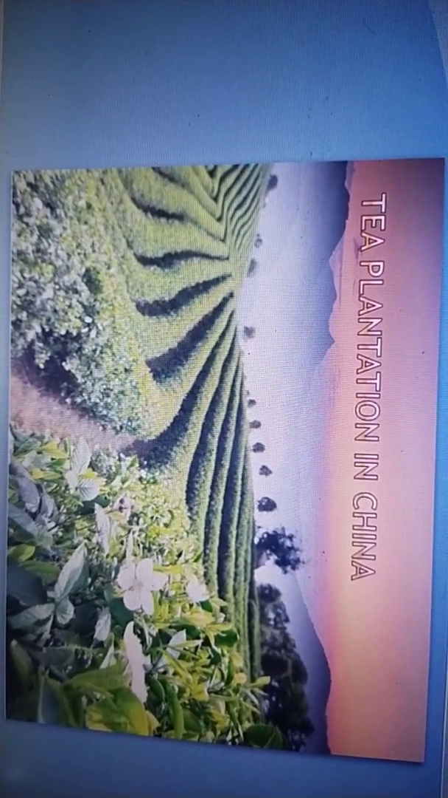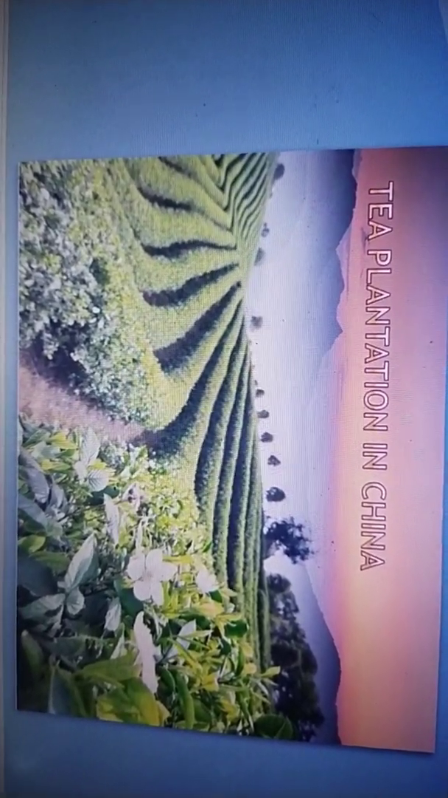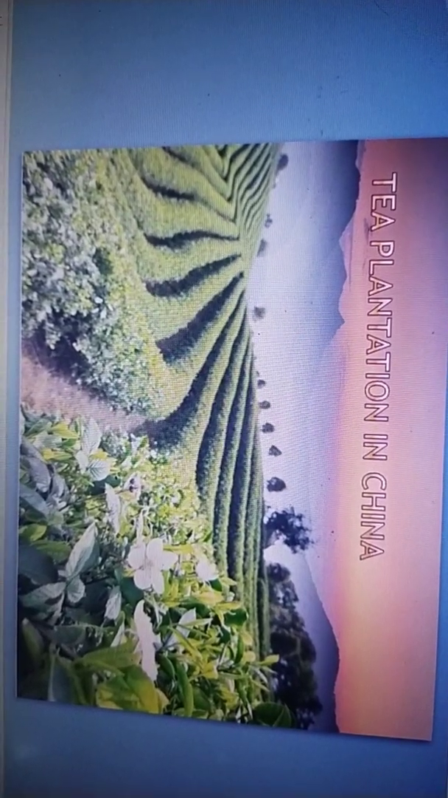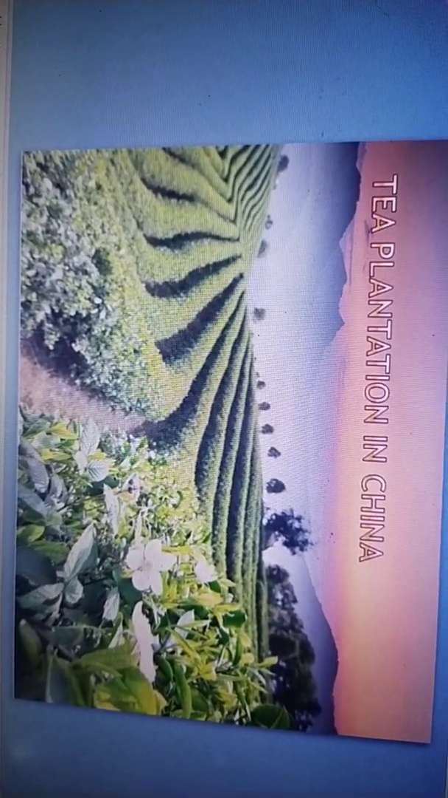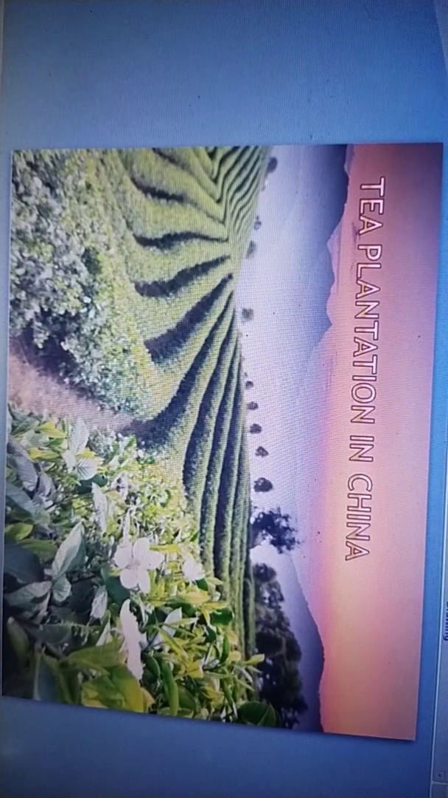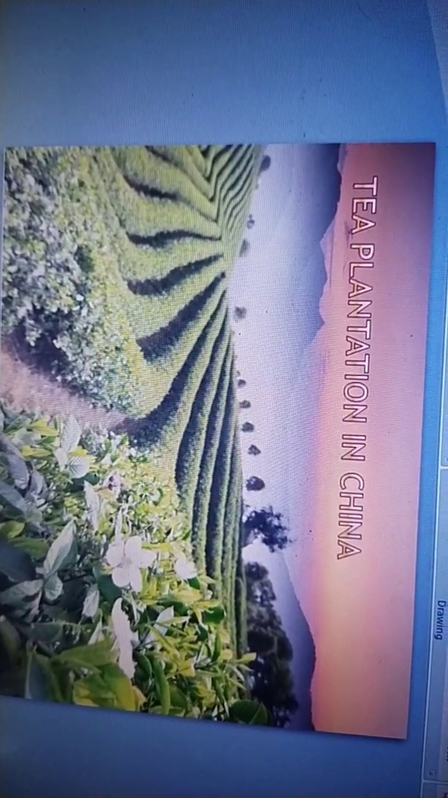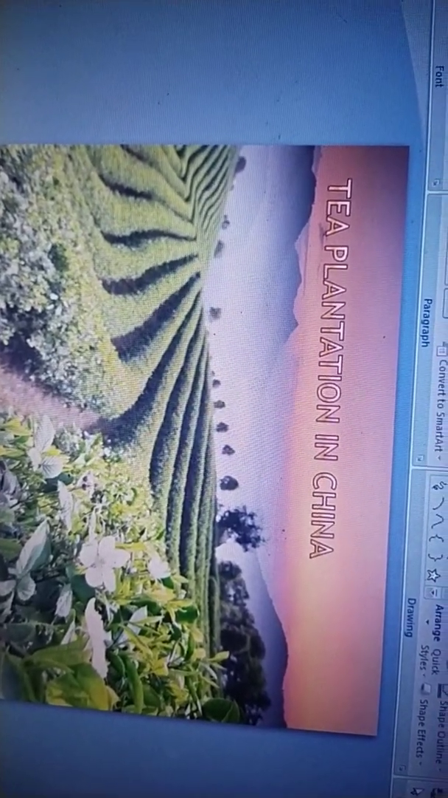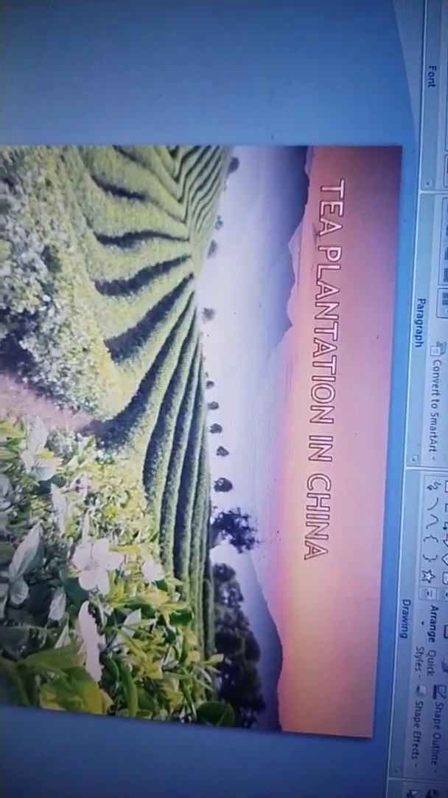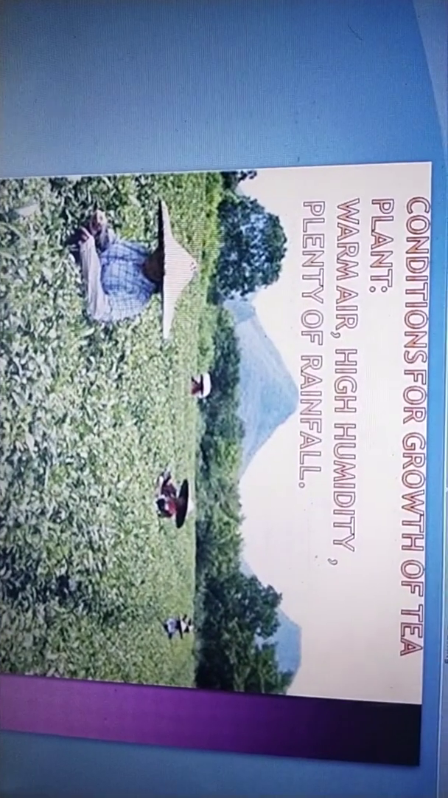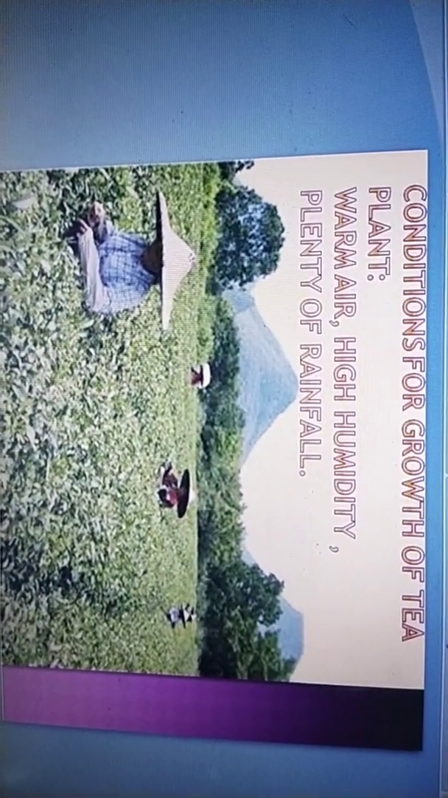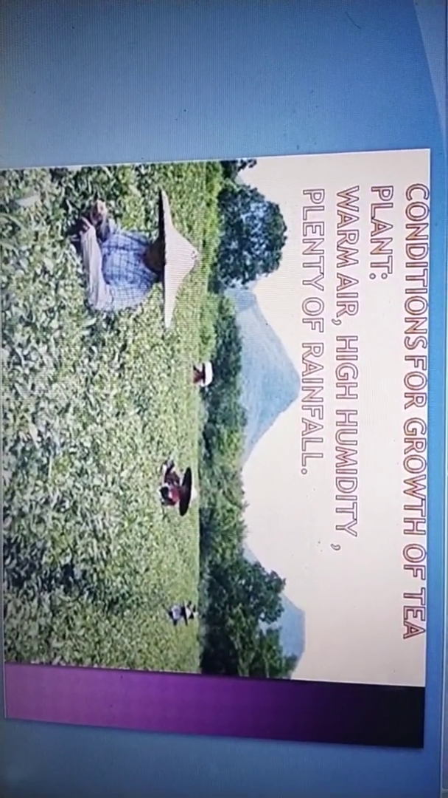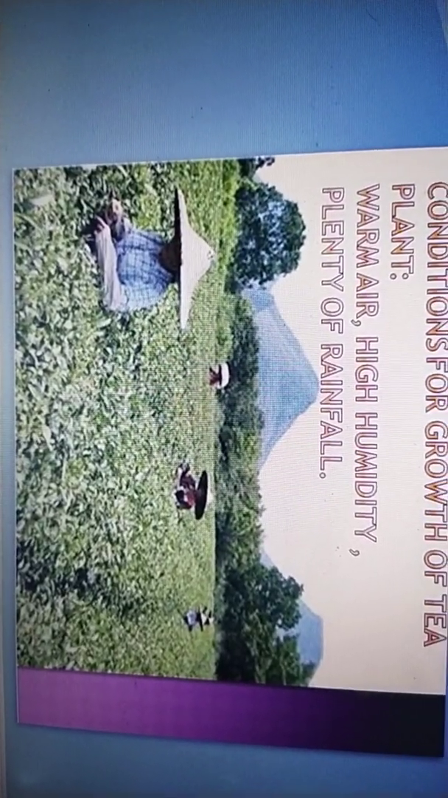For example, tea. Tea has originated in China. The Chinese began to grow tea about 1700 years ago for its taste and medicinal value. It was brought to India by the British. The growth of tea needs favorable conditions like warm air, high humidity and plenty of rainfall.